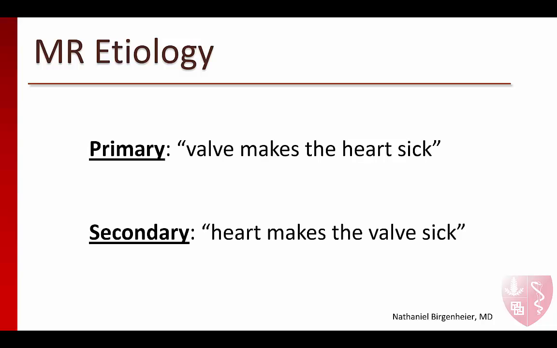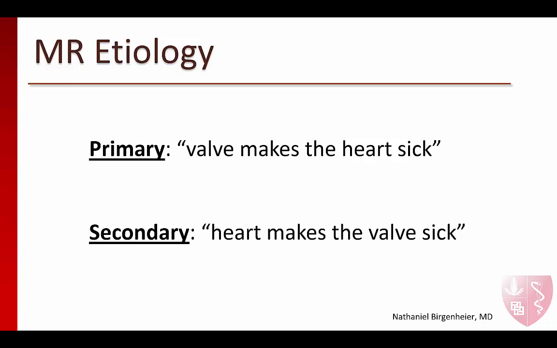In primary MR, the valve makes the heart sick. It is structural damage to the valve itself that causes it to become leaky and regurgitant. Chronic regurgitation can lead to left ventricular failure and pulmonary venous hypertension. Since the initial pathology involves the valve itself, primary MR is typically, but not always, amenable to surgical correction.